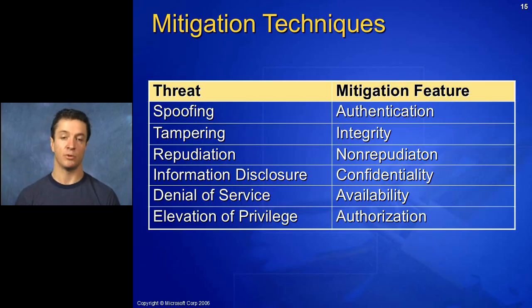For tampering, we have integrity technologies, things like access control lists, message authentication codes, hashes, digital signatures. Repudiation, the mitigation feature is non-repudiation, which is kind of helpful. But really it's a grouping of other techniques like authentication and integrity technologies. You may also include trusted third-party timestamping services and so on.